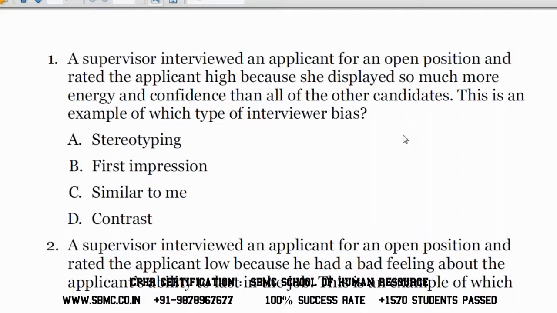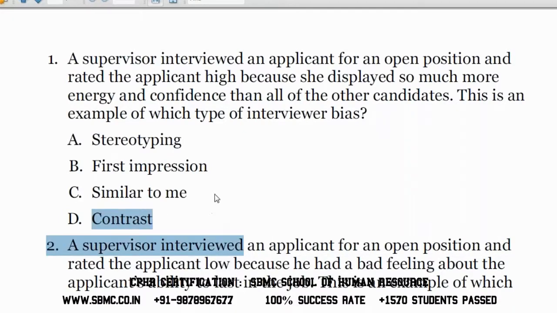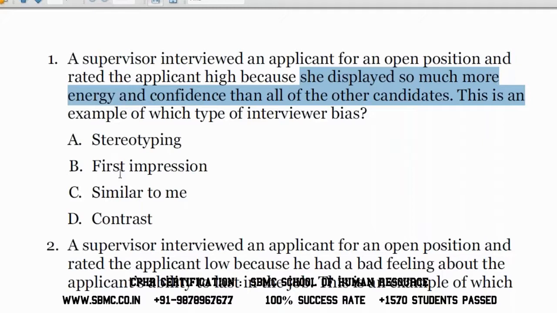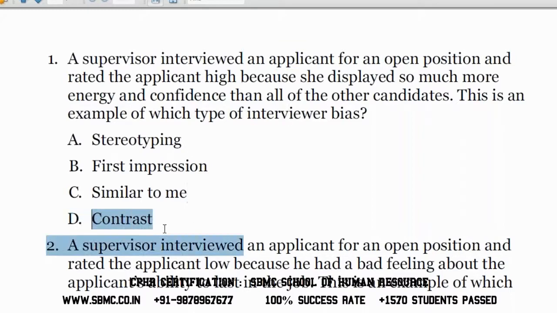But this is called what? B or D? The answer is D, it's a contrast. She displays so much energy and confidence. It's not a first impression. If there is no such thing given, it is where on the first instant he took the decision. Contrast occurs when the rater compares the candidates to each other and rates them based on the difference rather than their qualifications. So it is a contrast. Please remember, it's not a first impression.